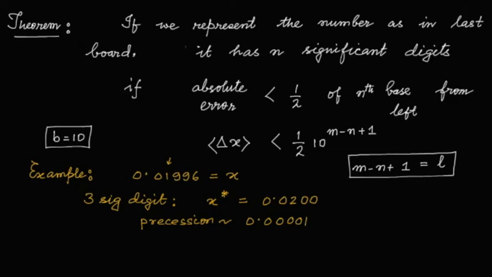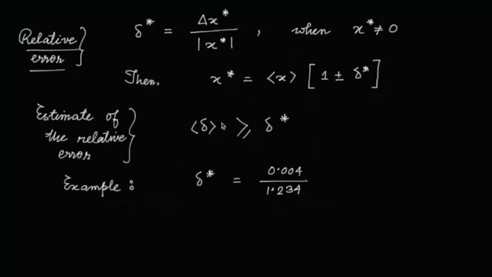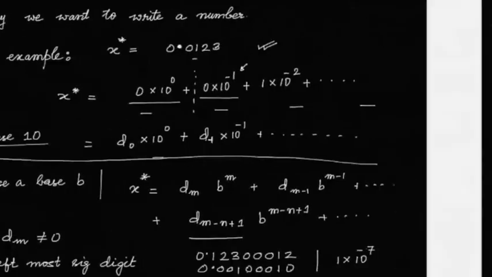So how much is delta x here? So delta x, remember x minus x star is our definition. It was on the first page. X minus x star is our definition for delta x. So how much is that?